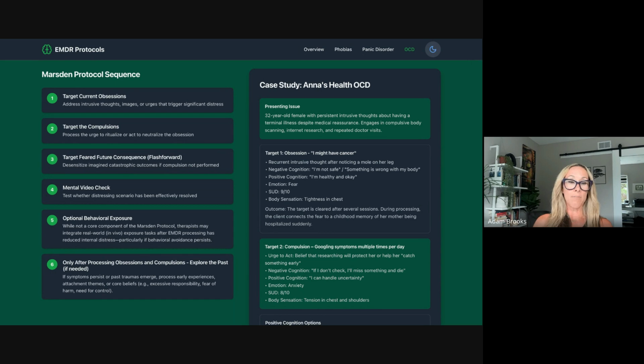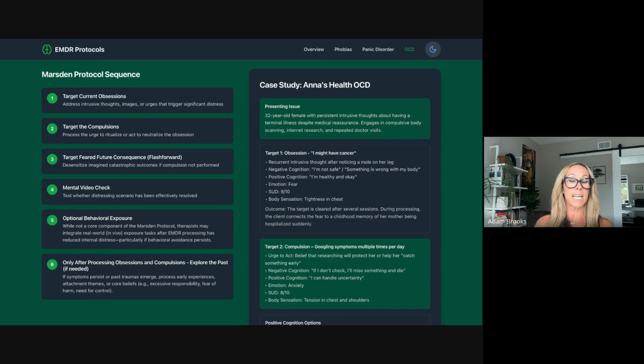So her first target and obsession was, I might have cancer, which was a recurrent intrusive thought after noticing a mole on her leg. The negative cognition was, I'm not safe, something is wrong with my body. The positive cognition was, I'm healthy and okay. The emotion was fear. The SUD was 9, and the body sensation was tightness in chest. The outcome of this one was the target was cleared after several sessions.